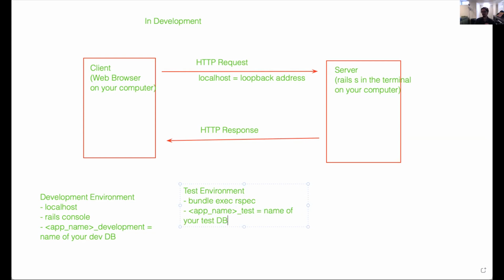So the development database connects to the Rails console and working with it in localhost. And one other thing I could throw over here into my notes on the left for development is this is you running your Rails S. So the way I would initiate the development environment is by running Rails S. The way I initiate the test environment is by running bundle exec rspec.